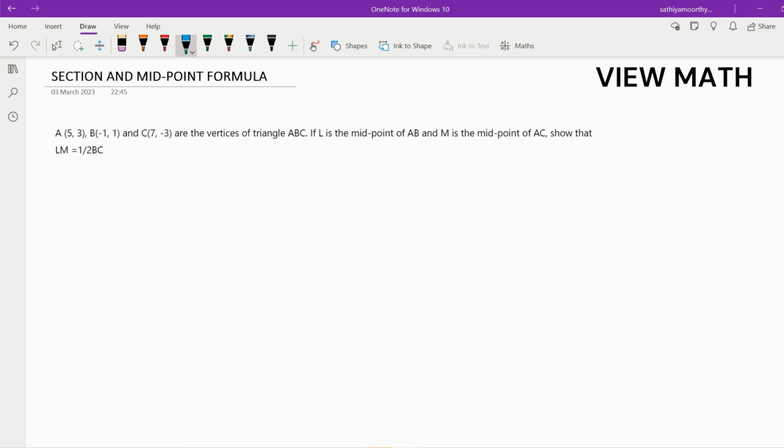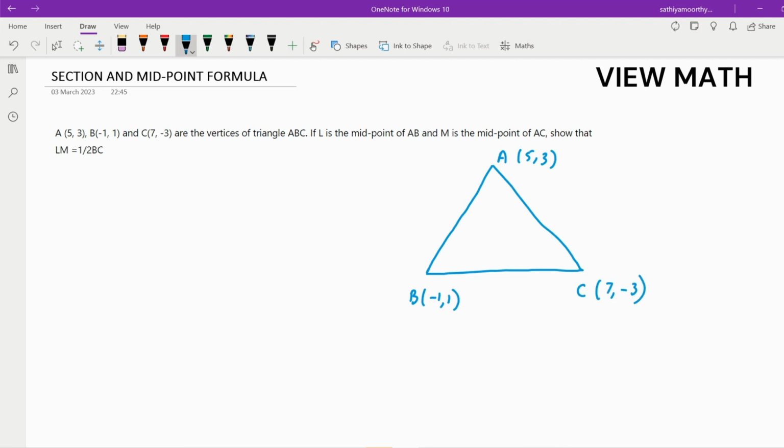A 5, 3, B minus 1, 1 and C 7, minus 3 are the vertices of the triangle ABC. So suppose you have a triangle, they have given it is the vertices of the triangle. This is the triangle. Now A coordinate is 5, 3 they have given, and the B coordinate is minus 1, 1 they have given, and the C is 7, minus 3. These are the vertices of the triangle.